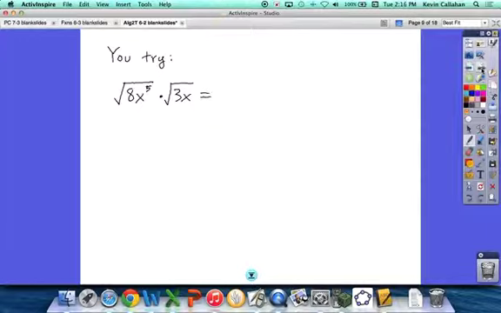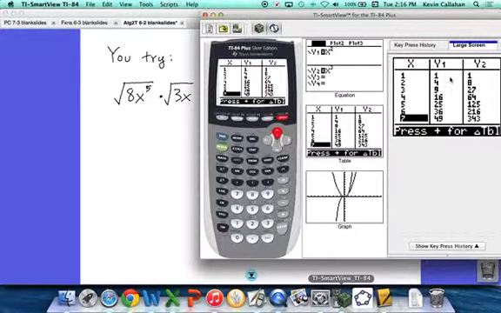How'd you put that together? What did it equal when you multiplied them together? The square root of 24 x to the 6th. Okay, so now you have to simplify the square root of 24. Again, look at the calculator. Is 24 a perfect square? No. Does it have any factors that are perfect squares? Which one? 12 and 2. Neither one of those is a square.